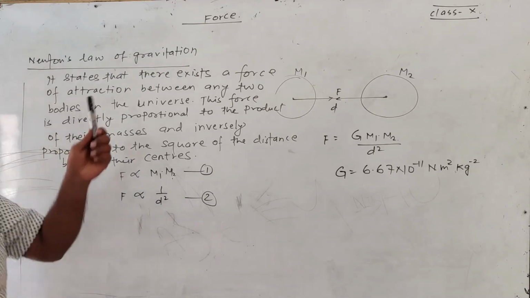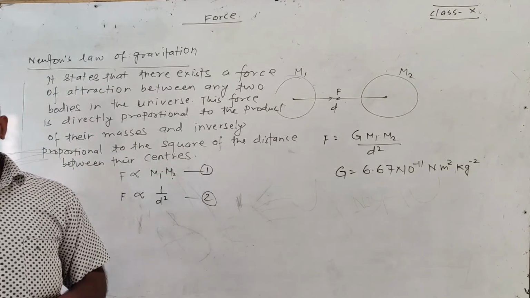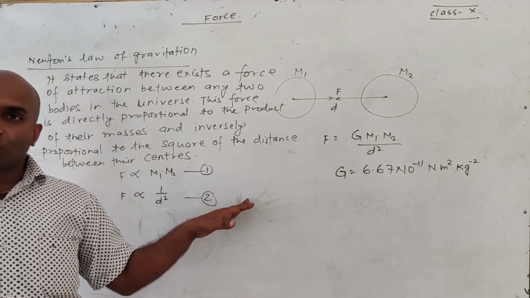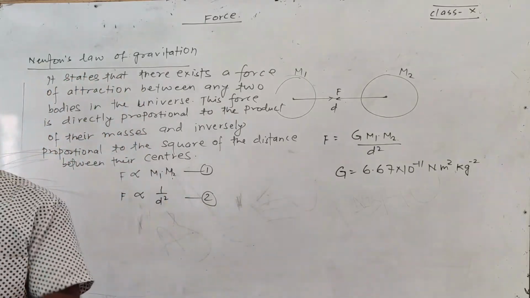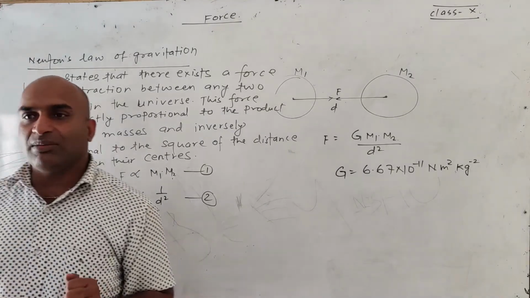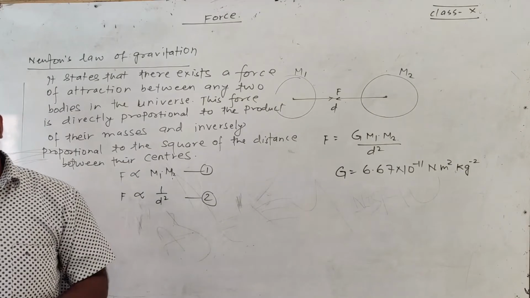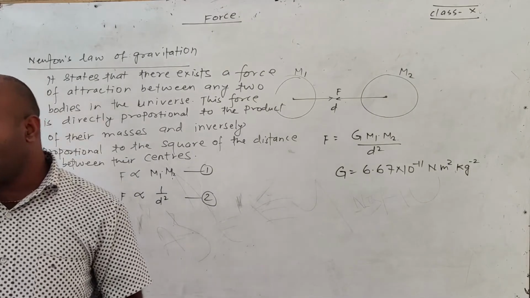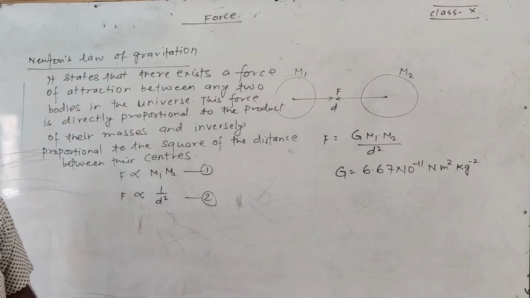Now, this Newton's law of gravitation is called the universal gravitational law, because this law holds true for all the objects existing in the universe. It is true for terrestrial bodies as well as for celestial or heavenly bodies. Similarly, it is true for tiny objects as well as for massive, very big objects. Therefore, we say that this law is a universal law.